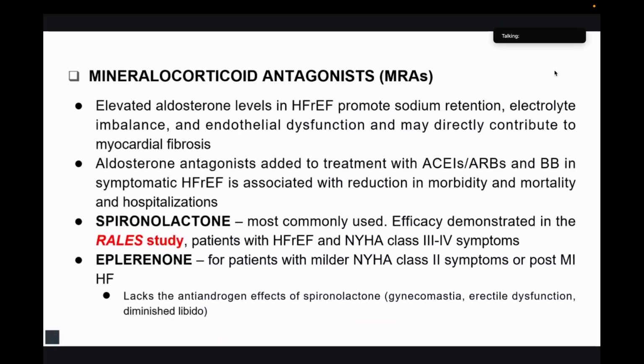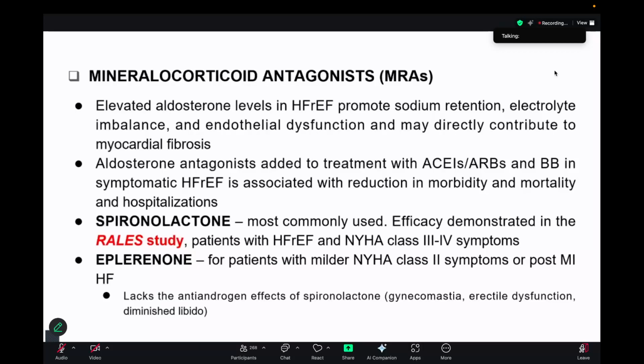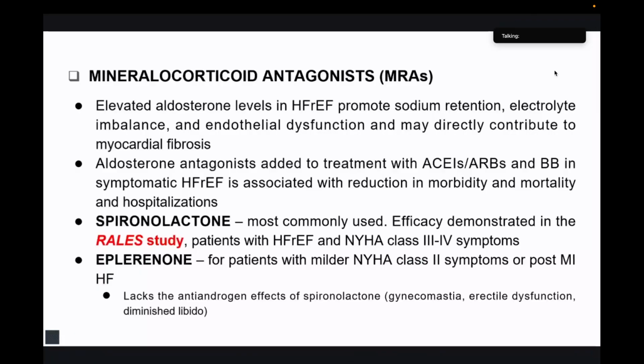Another neurohormonal antagonist in the treatment of HFrEF is the mineralocorticoid receptor antagonist, your MRAs. Elevated aldosterone levels in HFrEF promote sodium retention, electrolyte imbalance, and endothelial dysfunction, which can directly contribute to myocardial fibrosis. Aldosterone antagonists added to the treatment with ACE inhibitors or ARBs and beta blockers in symptomatic HFrEF is associated with a reduction in morbidity and mortality as well as hospitalization for heart failure.